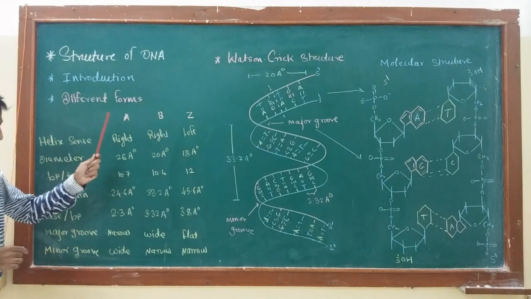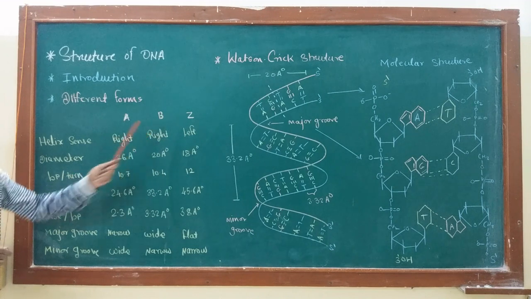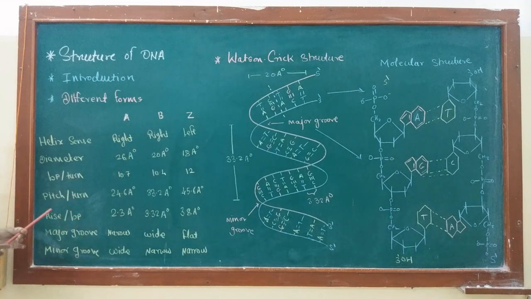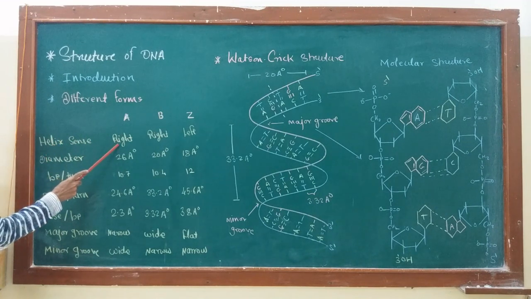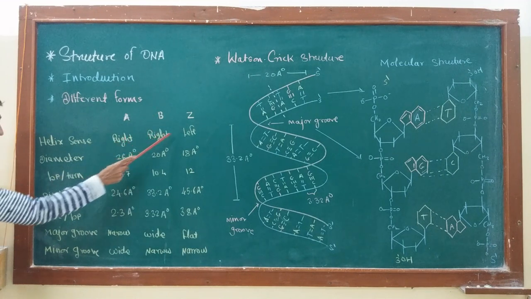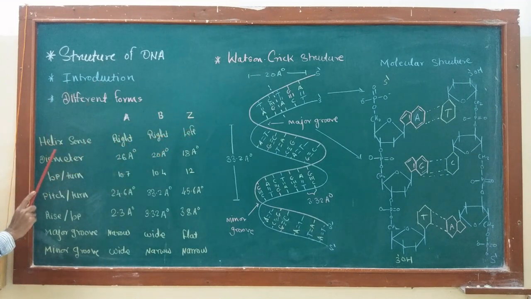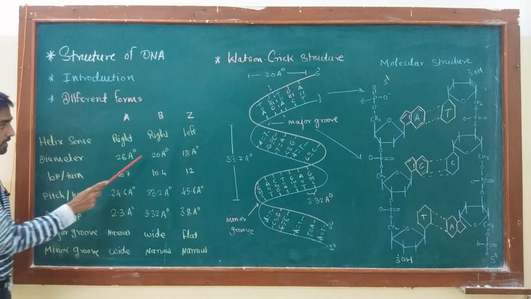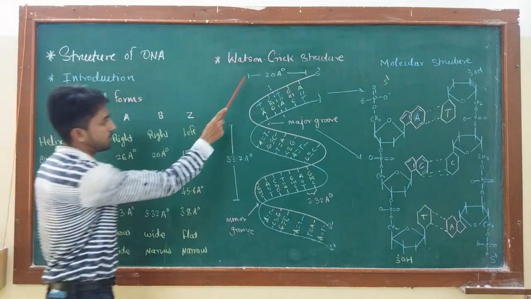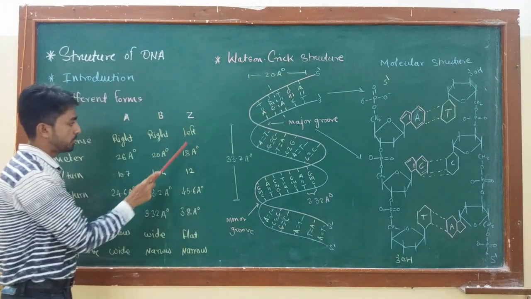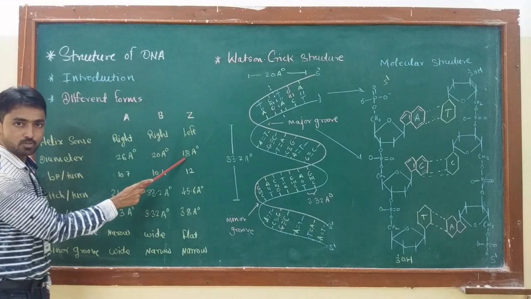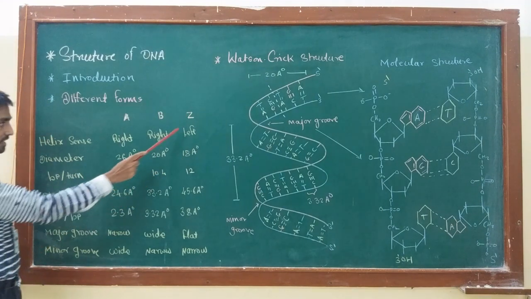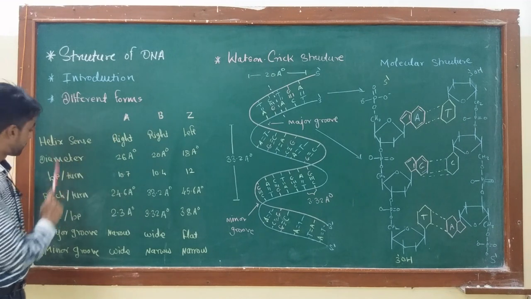First of all, I am going to discuss the different properties of these three types of DNA. First is the A form of DNA. The A form of DNA is right-handed. That means its helix sense is right-handed, while the B form of DNA is also right-handed, and the Z form of DNA is left-handed. The diameter of the A form of DNA is 26 angstrom, while in the case of the B form it is 20 angstrom, and the diameter of the Z form of DNA is 18 angstrom. The thinnest DNA is Z, while the thickest is the A form.